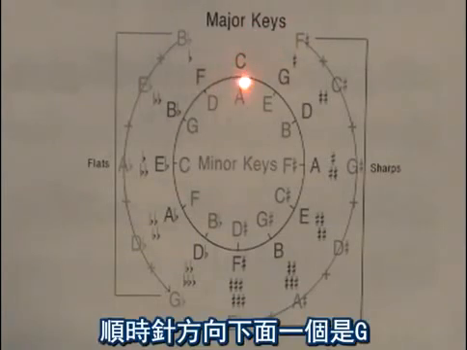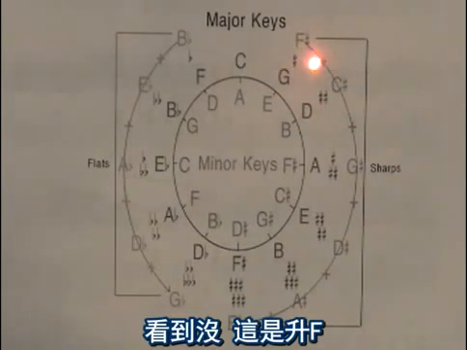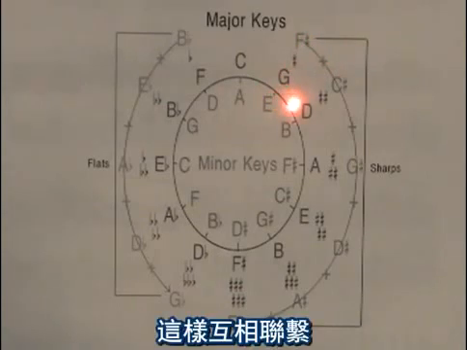Now notice how when you move clockwise, you move to the G. When you have the key of G, you have one sharp. You see the sharp here? And that's your F sharp here. Okay? That's how they correlate in this diagram here.